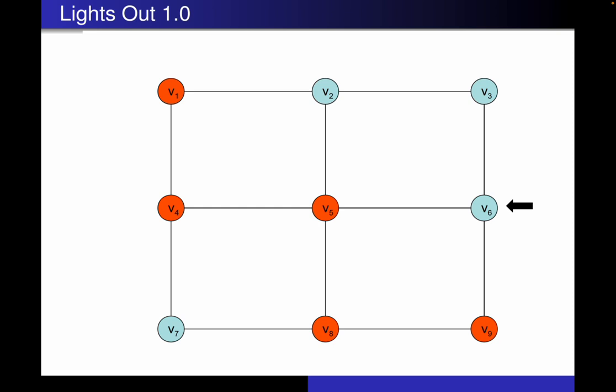Now when we push V6, that one is adjacent to 3 buttons, right? It's adjacent to V3, V5, and V9. Those are all going to change. V3 and V6 will change orange. V5 and V9 will change blue.